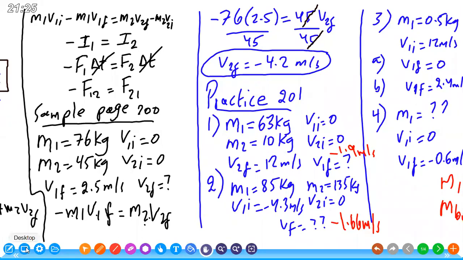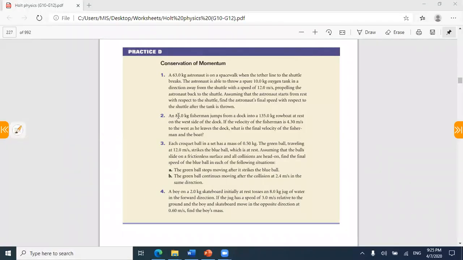Now, question 2. An 85 kilogram fisherman jumps from a dock into a 135 kilogram rowboat at rest. The 85 kilogram is M1. The 135 kilogram rowboat is M2, but it is at rest, so V2 initial is 0. Now M1, which is the fisherman, is jumping on the west side of the dock, and if the velocity of the fisherman is 4.3 meter per second, so V1 initial is 4.3 meter per second to the west, so it is negative 4.3 meter per second.